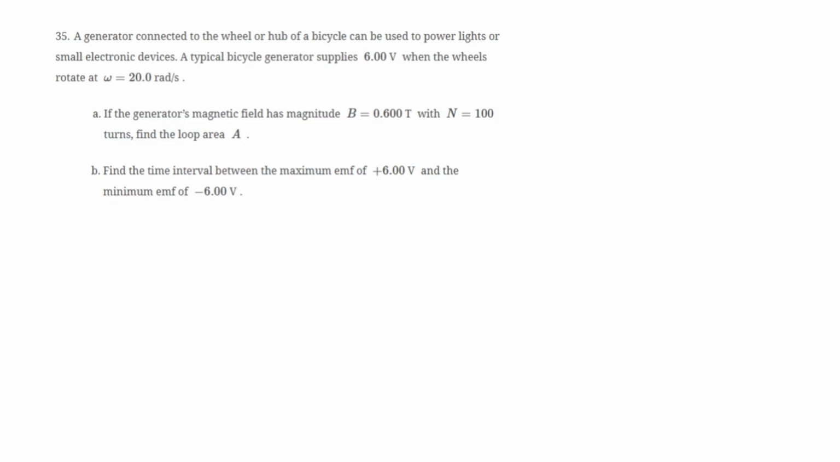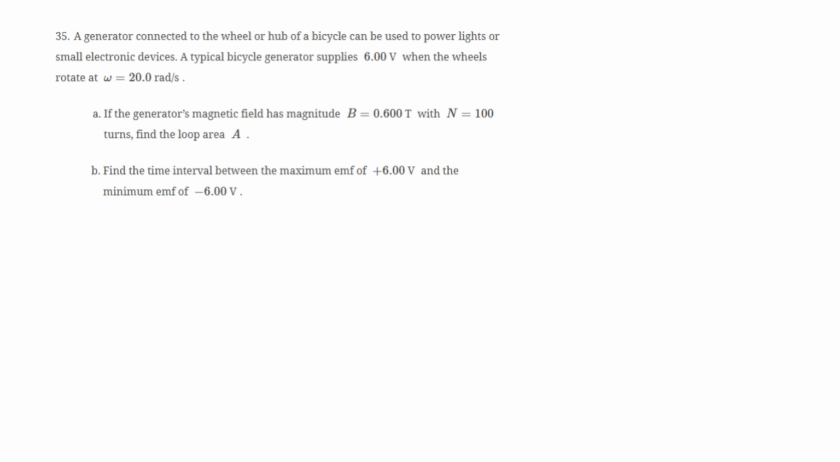If the generator magnetic field has a magnitude B equal to 0.600 Tesla with 100 loops, 100 turns, find the loop area A of this generator, right? Second question, find the time interval between the maximum electromotive force of 6 volts and the minimum electromotive force of minus 6 volts. So how can we solve this?